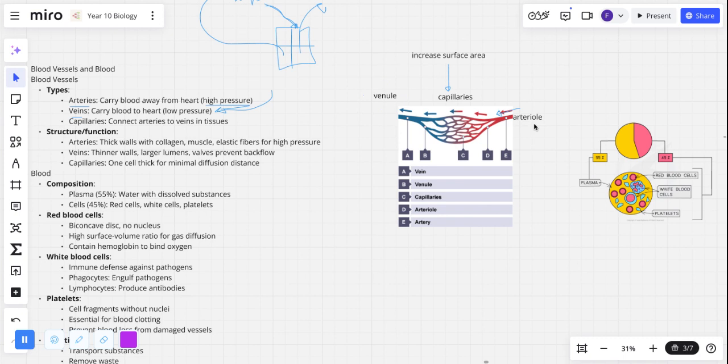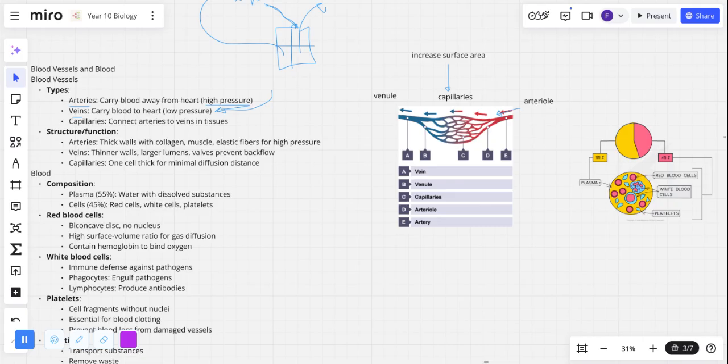So these are the structures you need to know. And related to them, you have to know certain things. First of all, the arteries are leaving your heart. Your heart's a pump, so you've got blood at high pressure. So you've got muscle, you've got elastic fibers, and the walls are really thick. Artery walls are really thick.